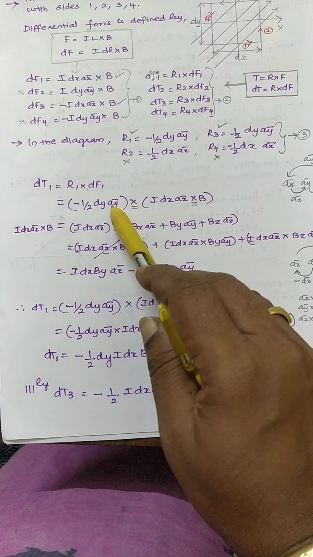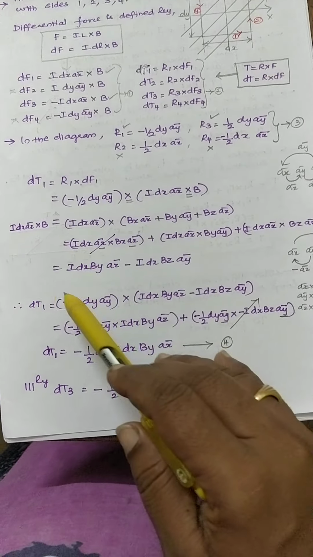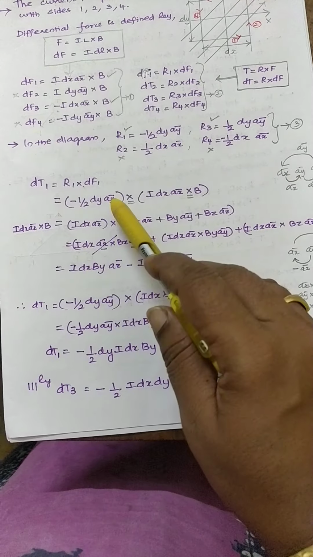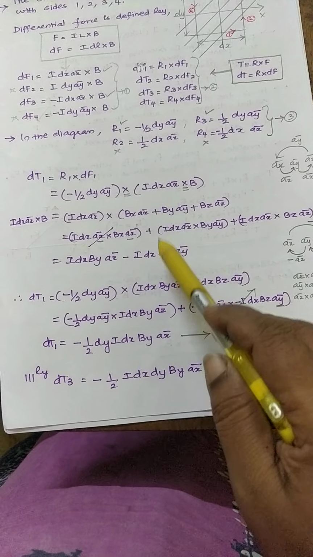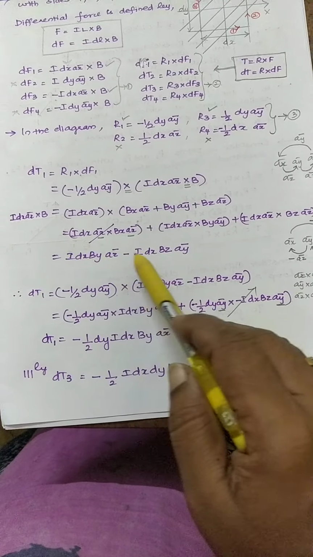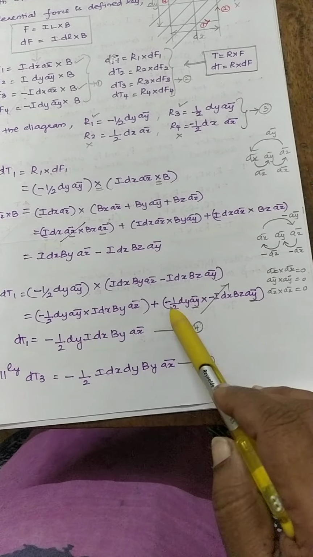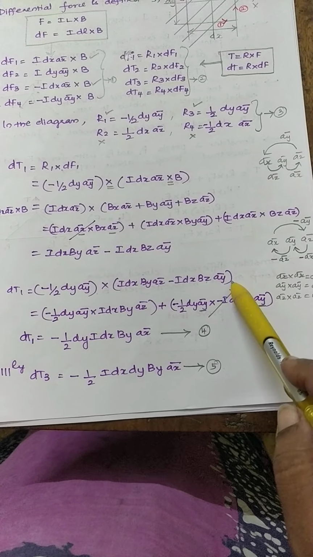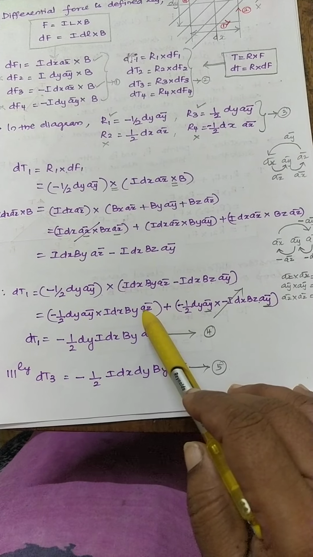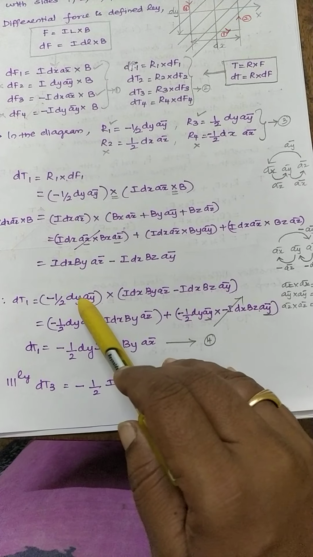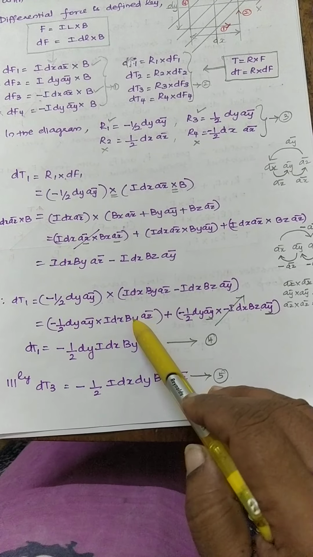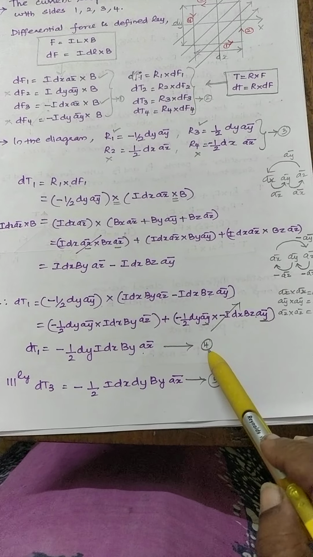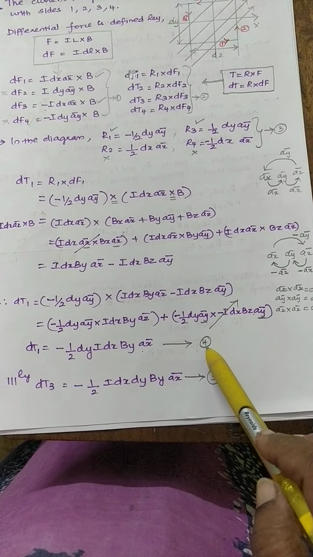So this is the value of I dx Ax cross B. Now I have to again cross product it with respect to r1. So dt1 becomes equal to minus of half dy of Ay as such, right? Substitute the value which we have got for I dx of Ax cross B. Again do the cross product analysis. Ay cross Ay vector is 0. Second term vanishes out. You are left with the equation of minus half dy I dx by. Ay cross Az is nothing but equal to minus Ax. Name this equation number 4.